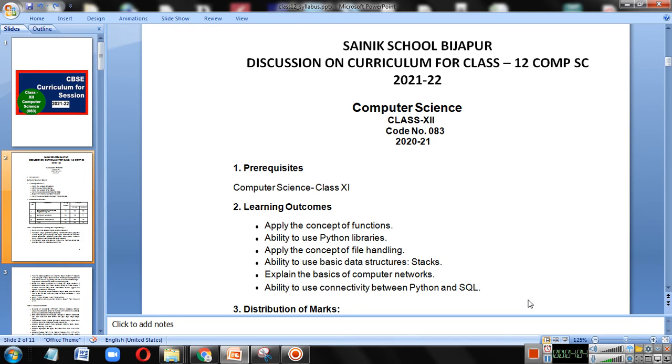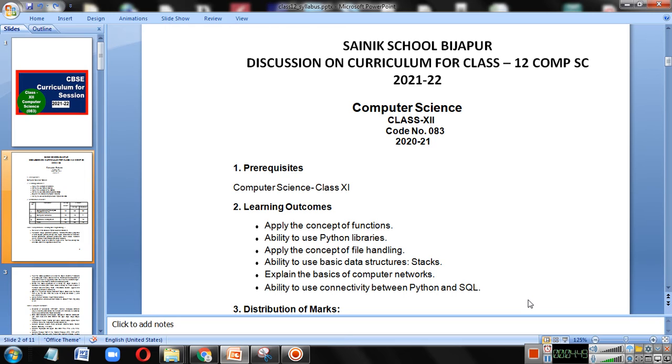And the data structures. Actually there are two data structures for class 12, stacks and queues, but as in the deleted curriculum for the year 2021, we are not considering queues right now. If queues are also added for 21-22, definitely we'll study queues also under the heading data structures. Of course, we'll study computer networks, basics as well as some important terminologies, and the most important outcome is the ability to use connectivity between Python and SQL.